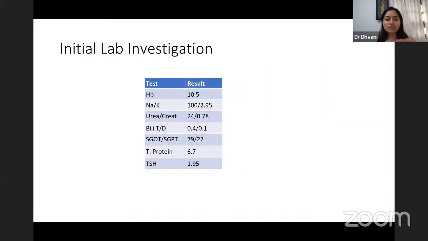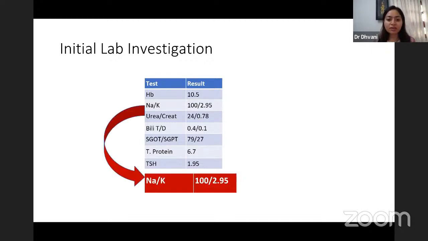So this was the initial lab investigation when she presented to the ER. So again, we had a hemoglobin of 10.5, sodium of 100, and a potassium of 2.9. Rest of the investigations were essentially normal. Again, only TSH was done at ER, which was in the normal range. She had a slightly elevated SGOT level.